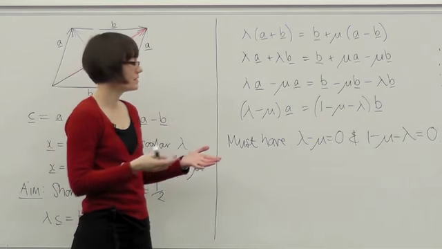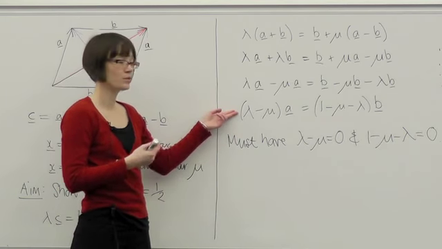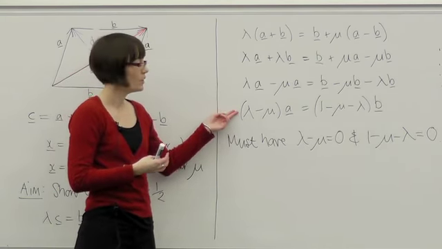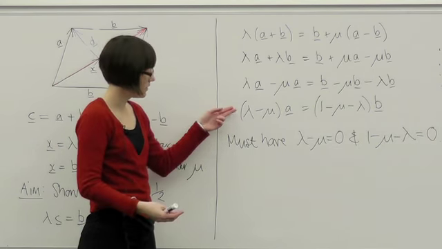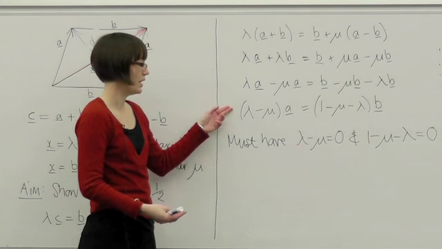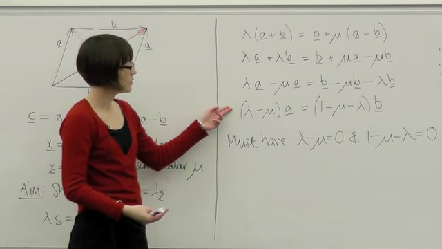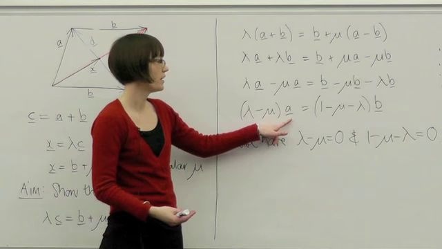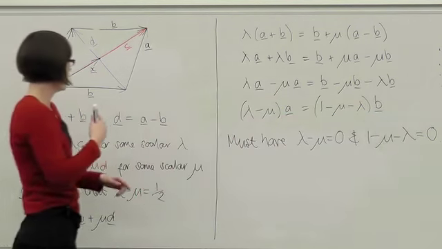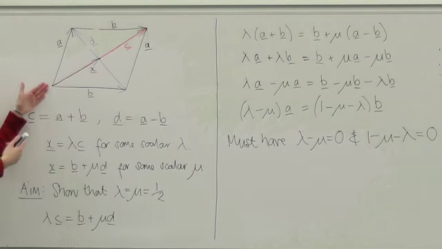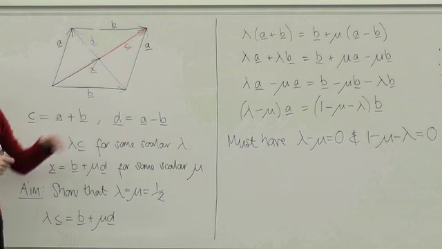Another way to see that is to say, well, what if lambda minus mu was non-zero? Well, if it's a non-zero number, then I can divide by it. So I can divide this vector equation by lambda minus mu, and I'd end up with an expression for a as a multiple of b. But we can see that that can't possibly happen because here's a and here's b pointing in a totally different direction.